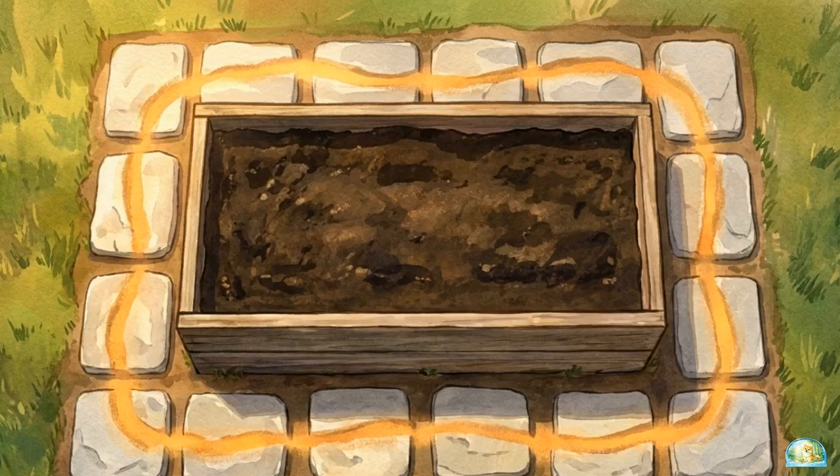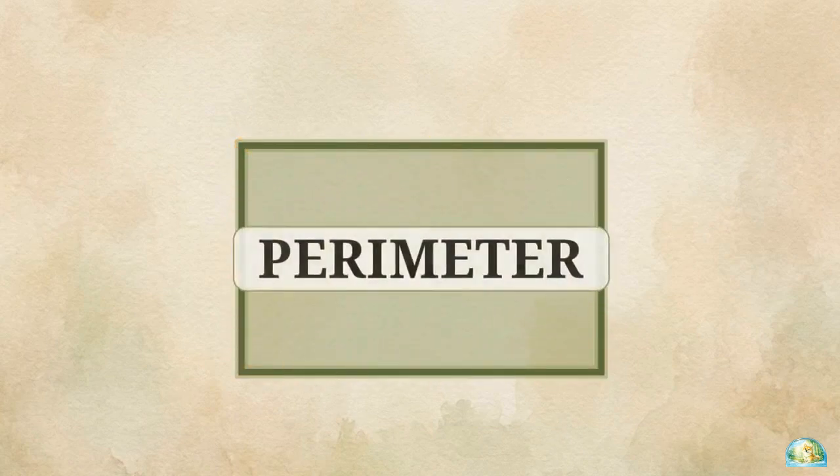Every time Juniper completes a full trip around the garden, she has covered its perimeter. The perimeter is the total distance traveled when walking along the entire outside boundary of a shape.